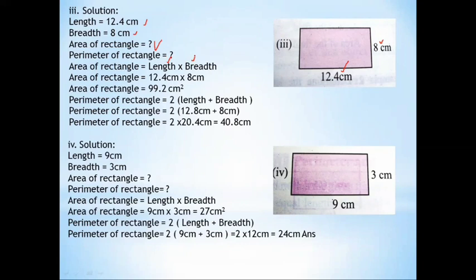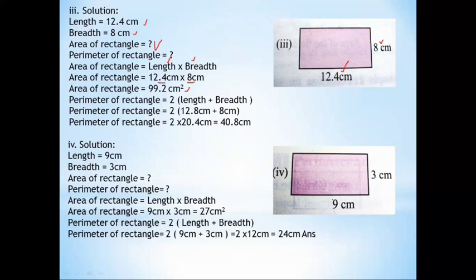The students, see here, the value of length we have is 12.4. The value of breadth we have is 8. Then we multiply 12.4 and 8. We will get 99.2 square centimeter, because centimeter multiplied with centimeter will be square centimeter.